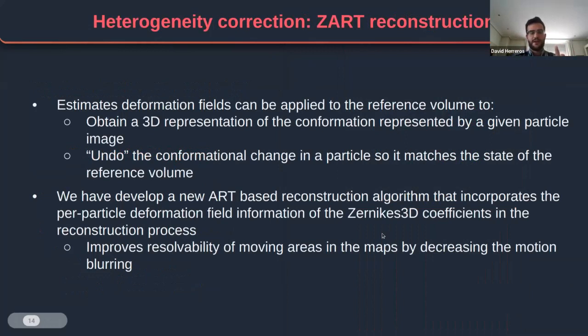Up to here, we have seen how to approximate the conformation of each particle in our dataset with the Zernikes3D approach. This is already very useful if you want to analyze the heterogeneity of your data. But we can try to go one step further. Now we know how to move the reference map so it matches the conformation of every single particle in your dataset. And the question is, can we go the other way around? Instead of moving the reference map so it matches the conformation of the particle, can we take the particle and correct its conformation so it's closer to the reference map?